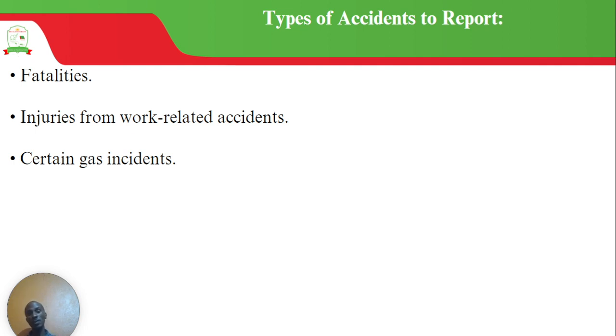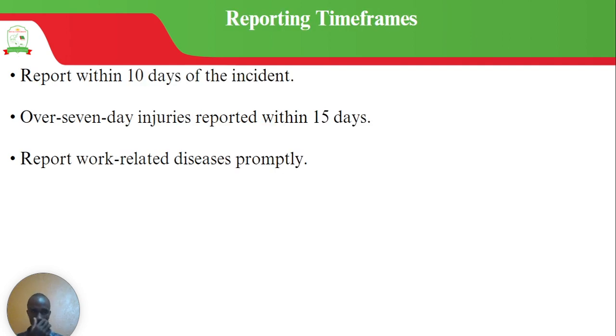So the types of accidents that we need to always report include fatalities, or those accidents that can potentially lead to death. Then we have injuries from work-related accidents, and then certain gas incidents that can always lead to future disability, or it can always lead to a lot of effects in the general population. So these accidents need to be reported, and they need to be reported as soon as possible.